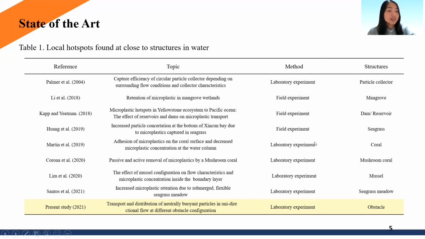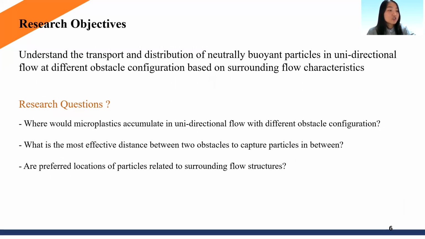These references in the slide suggest that microplastics are frequently highly concentrated near structures inside the water, such as living organisms or artificial structures. So this study would also focus on hotspots of particles by installing artificial obstacles inside the water at laboratory scale. To wrap up, our research objective is to understand the transport and distribution of neutrally buoyant particles in unidirectional flow at different obstacle configuration based on surrounding flow structures.